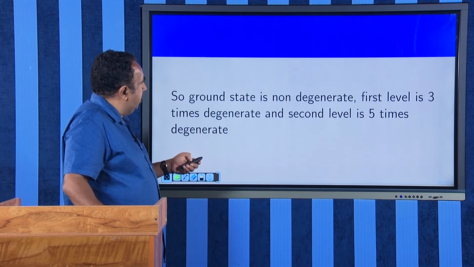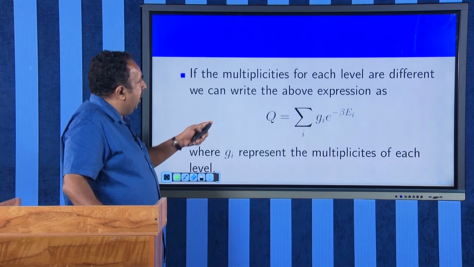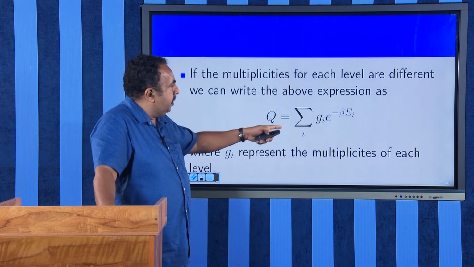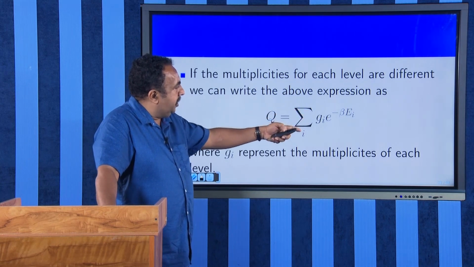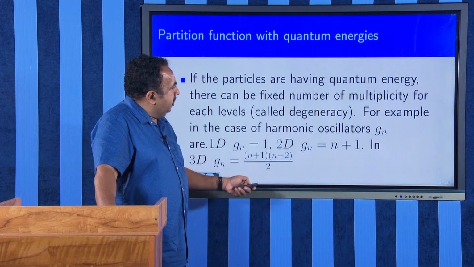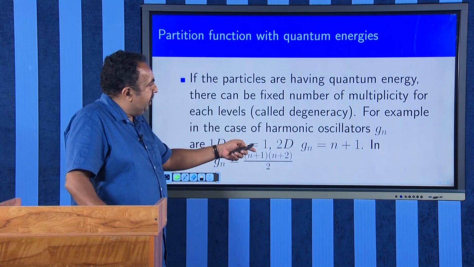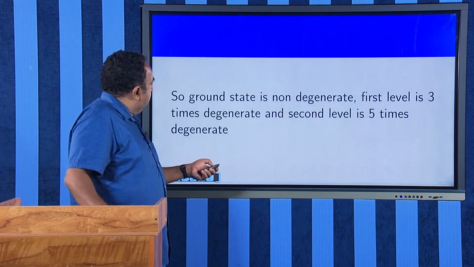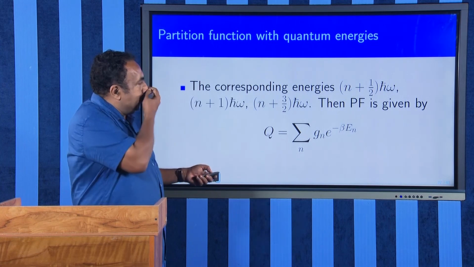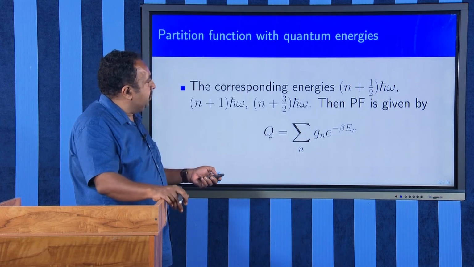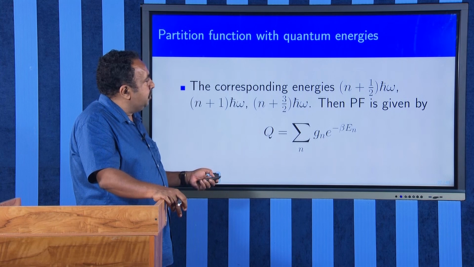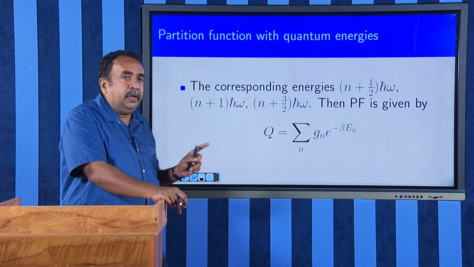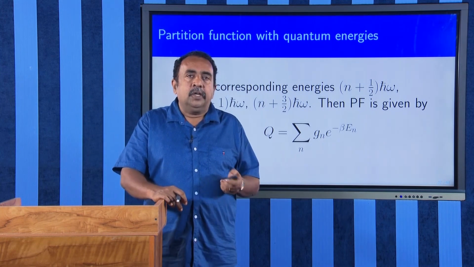Using this you will be able to get the partition function. Earlier I showed that the partition function is q equal to the sum over i of g_i e raised to minus beta E_i. You can use the g_n value and substitute the expression here, so q is the sum of g_n e raised to minus beta E_n. This is how you can evaluate the partition function for quantum systems.